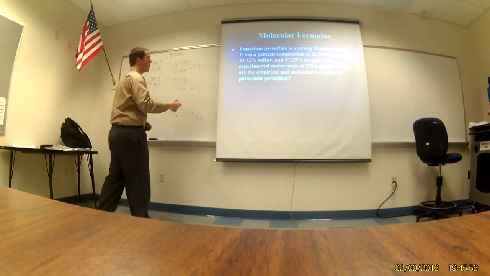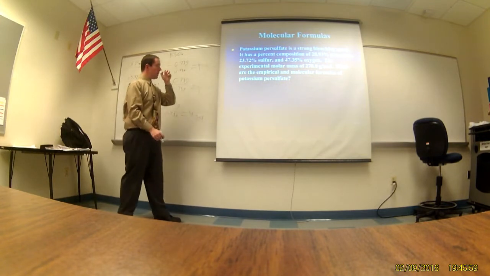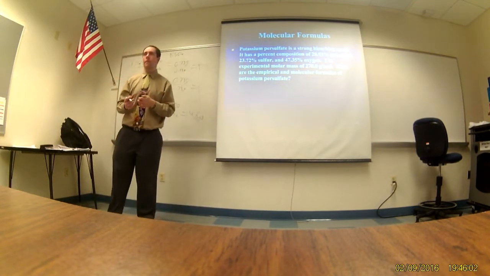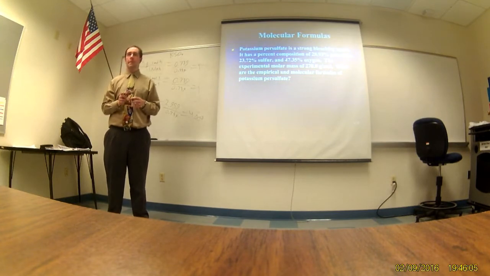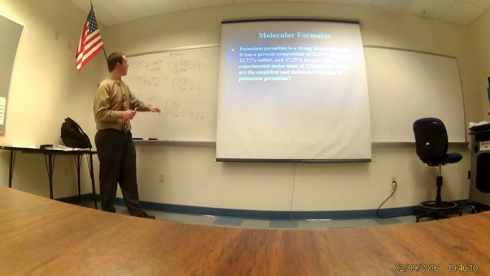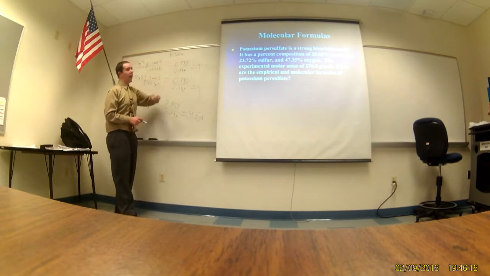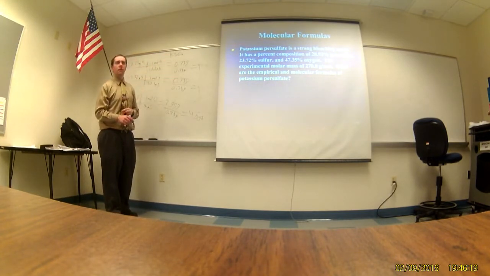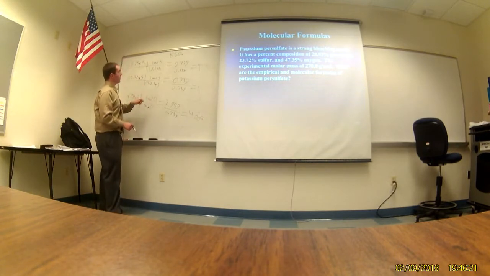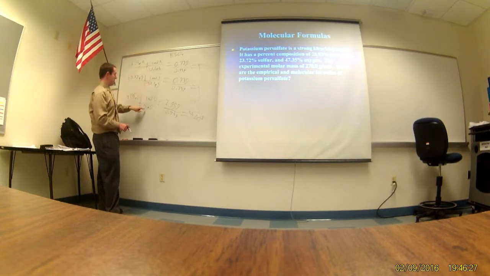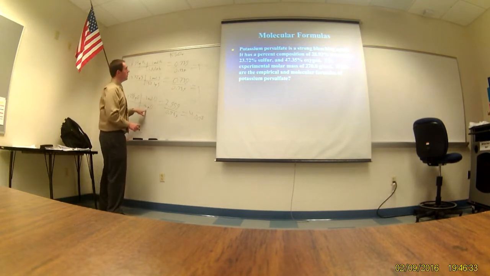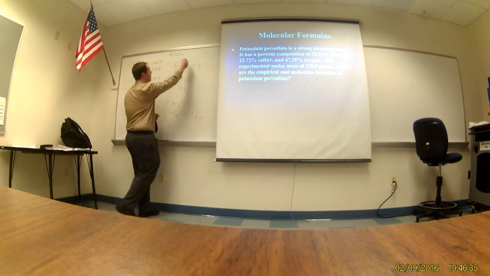Now I can figure out what the molecular formula is. What do I do? Figure out the molar mass of that. You take the atomic masses and add them together. So you find the molar mass of that. What does that come out to be? 39.1 plus 32.1 plus 16 times 4. 87.2.